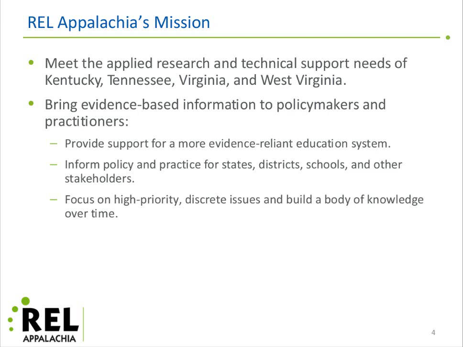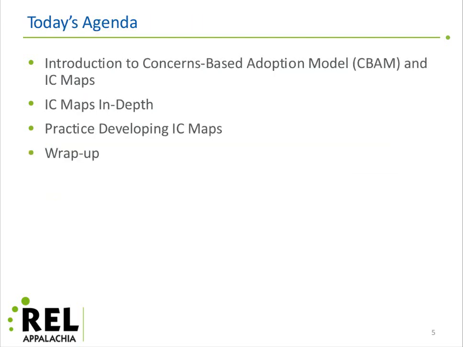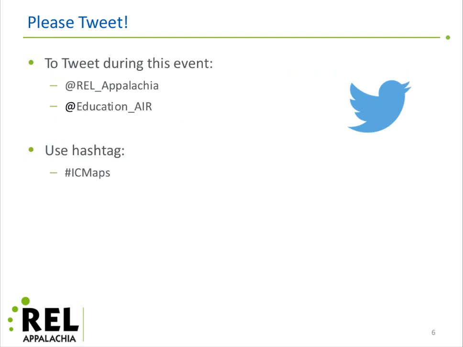That brings us to the purpose of our webinar today. We will be going over an introduction of the concerns-based adoption model, which has 3 components. One of those components is the IC maps. We will talk about each of those briefly, and then move into a more in-depth discussion about the features and definitions of the IC maps. There will be an opportunity to see modeling of practice in developing IC maps, and we will wrap up after an hour and a half.